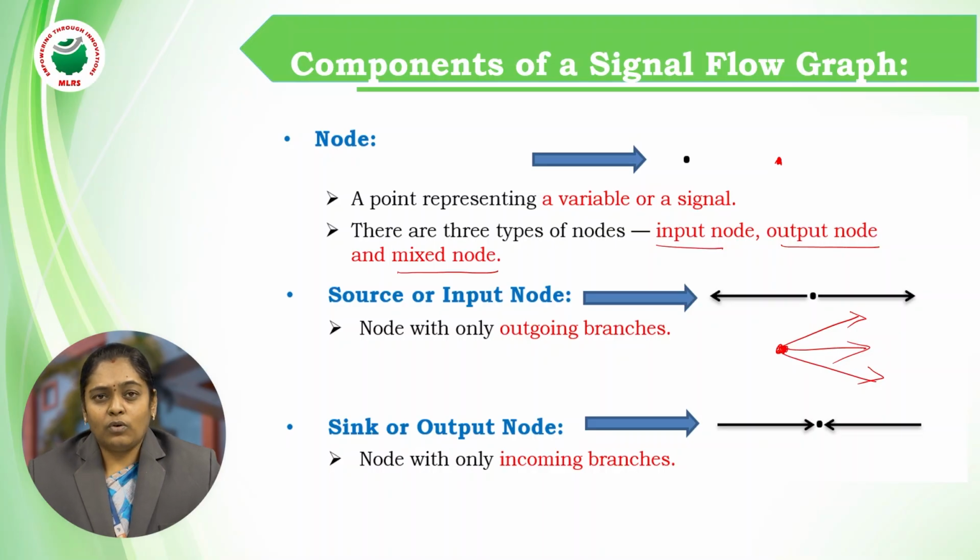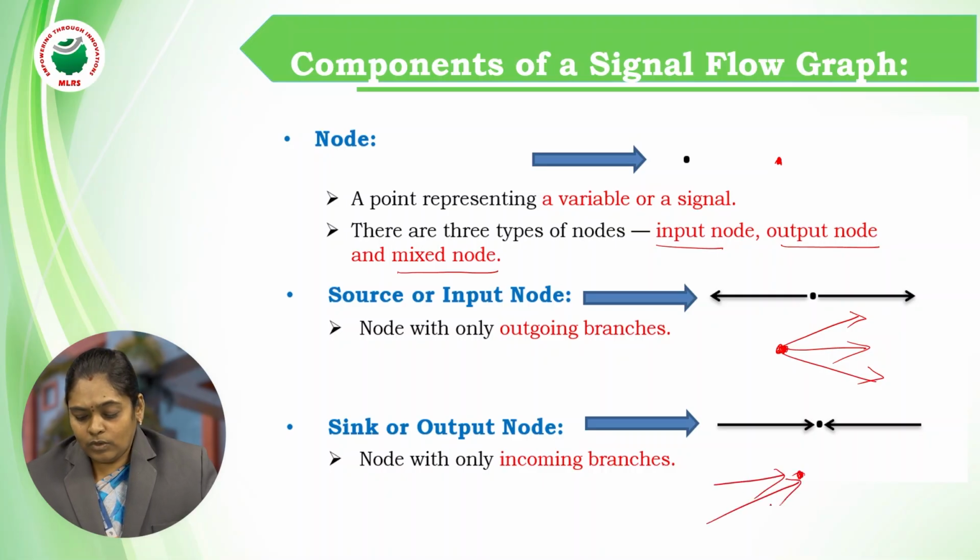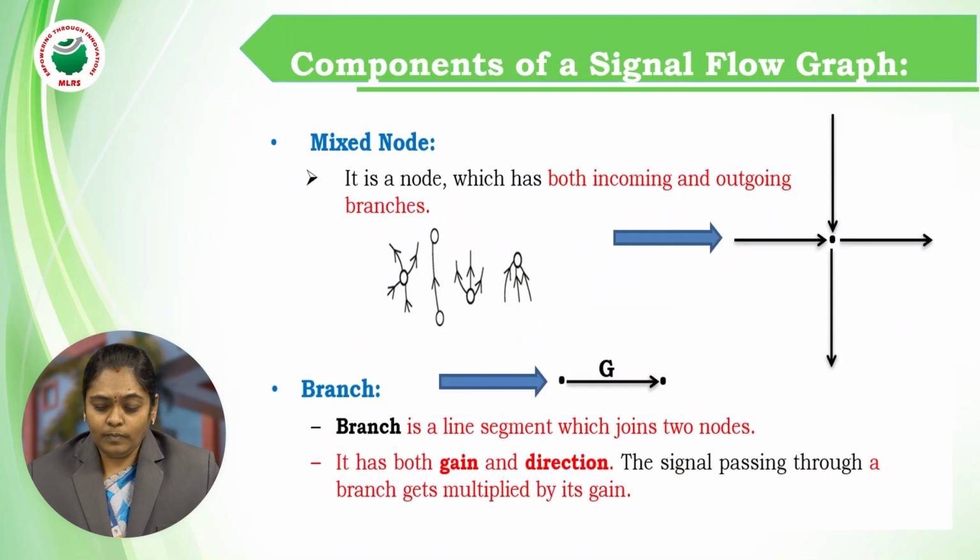The output node is also called a sink node, and it consists of only incoming branches. Let me take this as a node. There are n number of signals coming to this node, but after coming here the signal will not be transferred to any other node. So this is the last point where a signal needs to be reached. That point is called an output node.